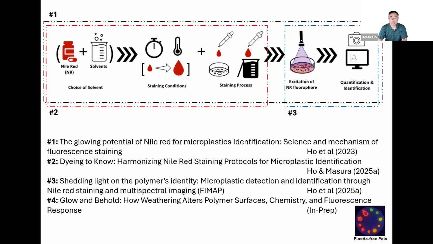Next, we incorporated multispectral imaging and machine learning in my paper, Shedding the Light of Polymer Identity: Microplastic Detection and Identification through Nile Red Staining and Multispectral Imaging, which I'll be going into today. And lastly, we studied how the effects of weathering affect polymer surfaces, chemistry, and fluorescence response in the paper Glow and Behold.